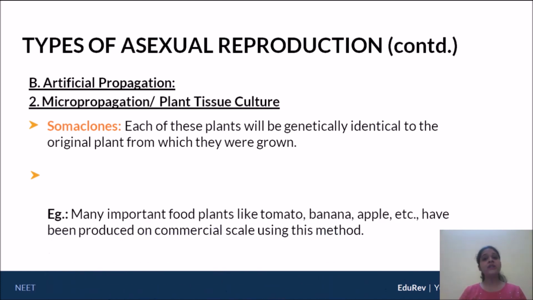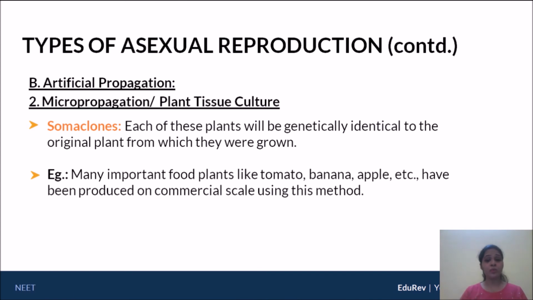Now, commercially, we grow a number of plants using micropropagation. For example, banana, apple, tomato. A lot of plants are commercially grown in this particular way.